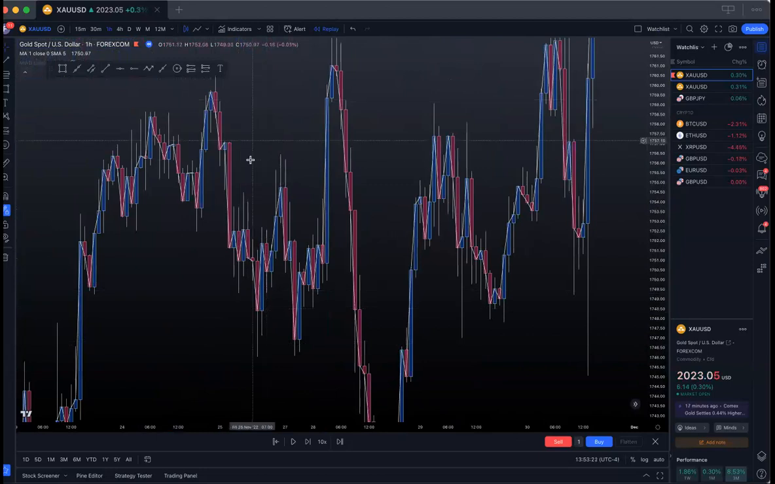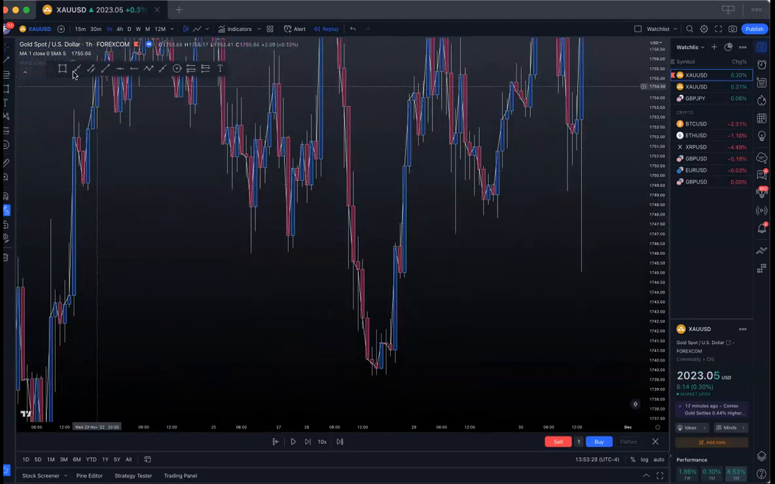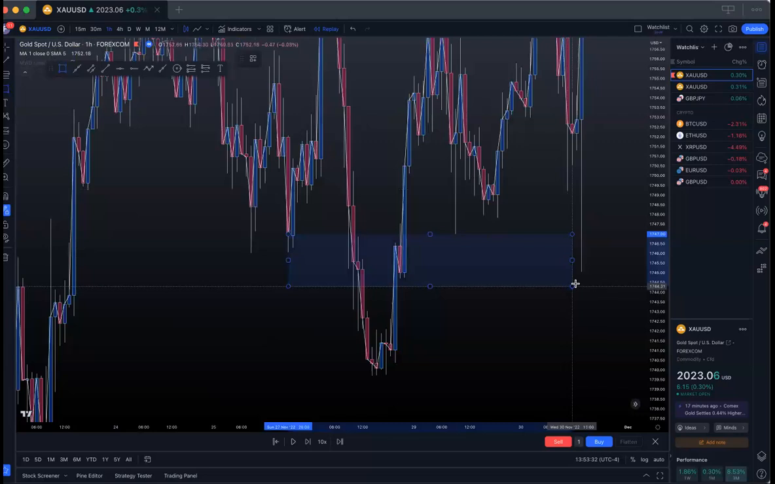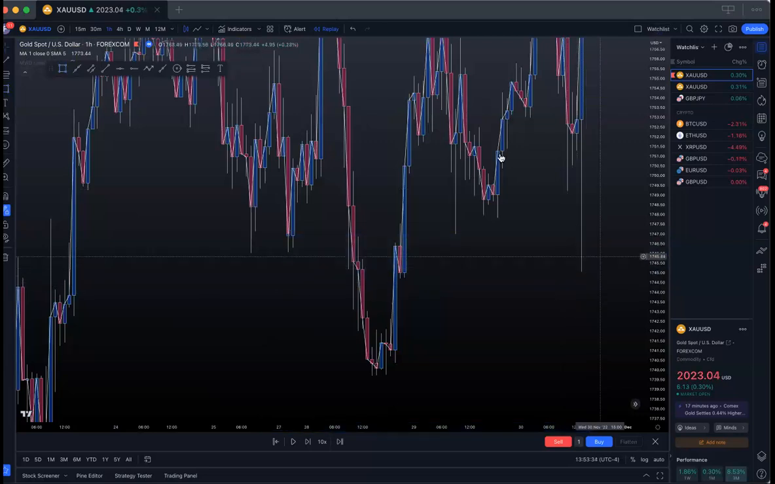Yes, I see. It also looks like a head and shoulders. Yeah, it also looks like a head and shoulders. Yes, it does. But it is the head and shoulders.